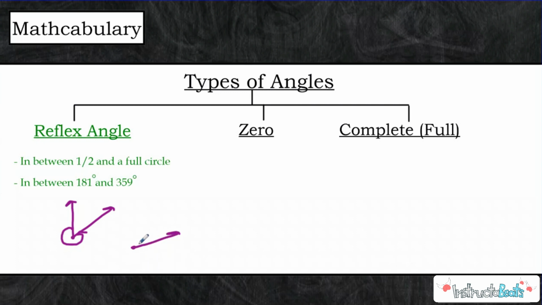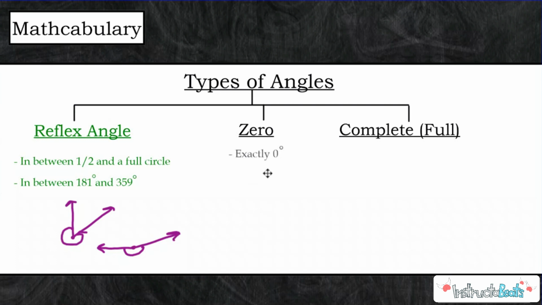So for instance, for this one, okay, this would be an obtuse angle if we're measuring that space. But if we were measuring around this side, you could see that'd be a little bit bigger than 1/2 of a circle. So this would be a reflex angle.